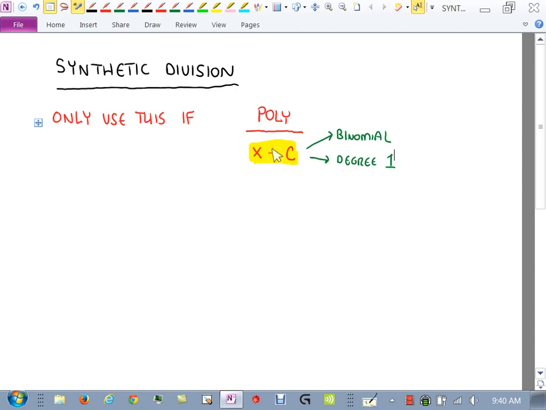Okay, so the best way to explain synthetic division isn't to give you steps, it's just to show you, and then you kind of just catch on to it, all right?